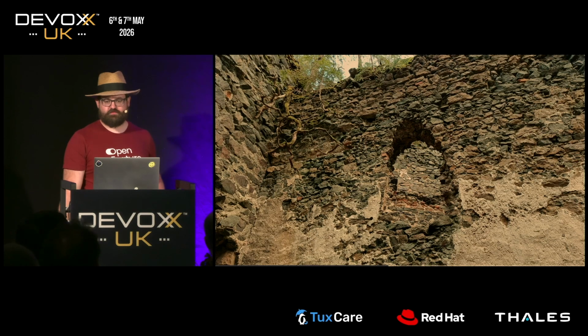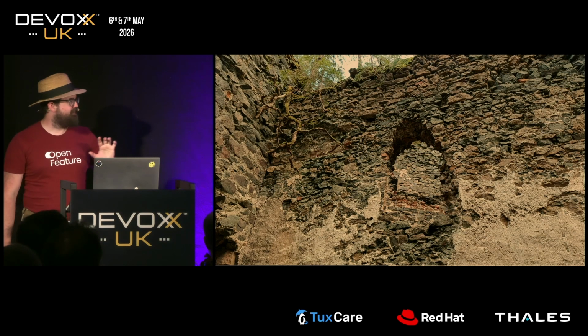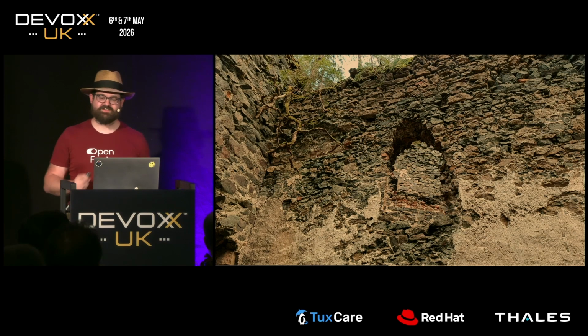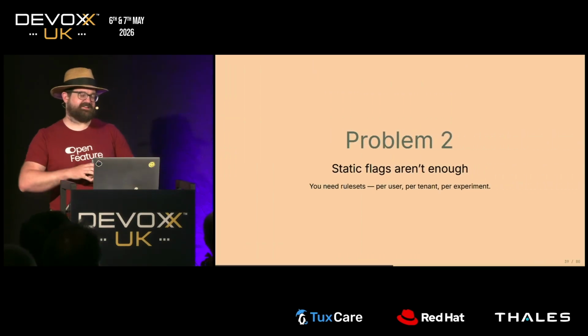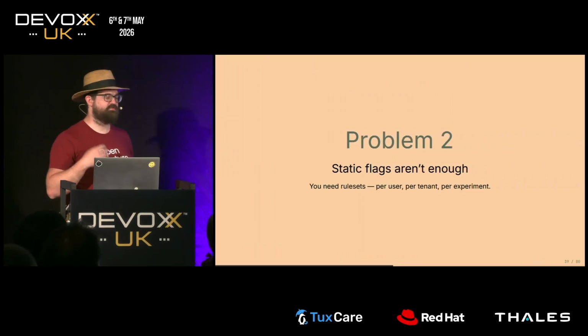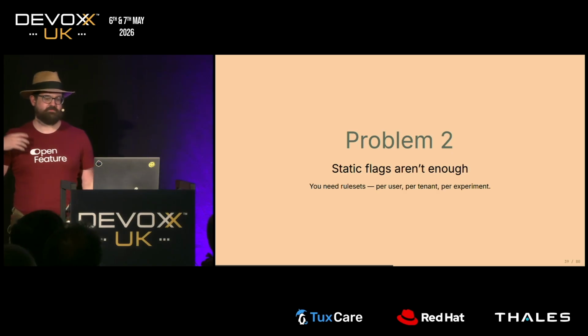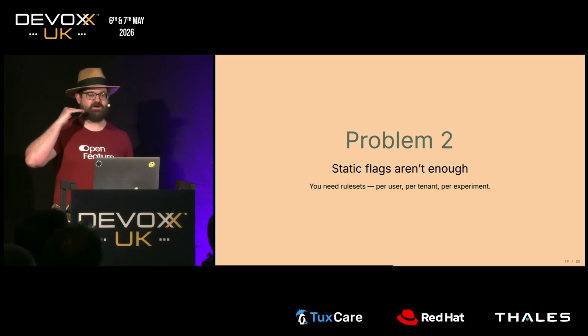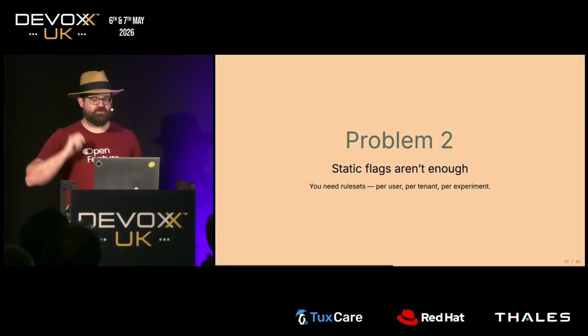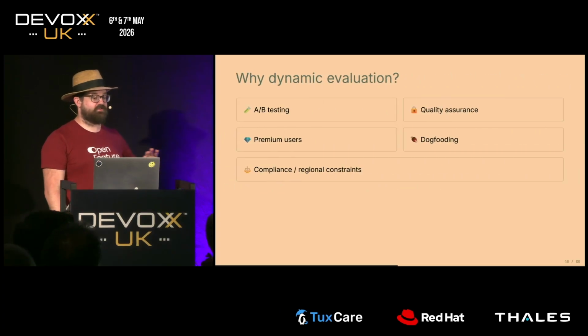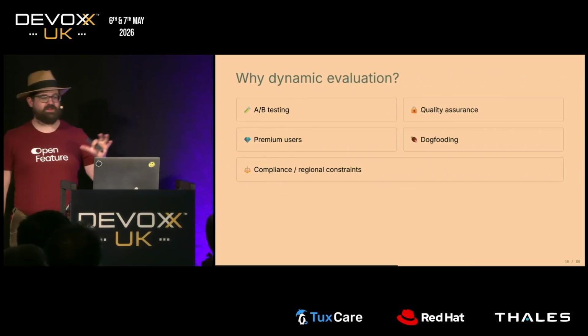So, the second problem, and that's the problem I'm most happy about and most hyped about, is actually that static flags aren't enough. Sometimes we want to put in rule sets. We want to do a little bit of dynamic evaluation. So that's the third part of the feature flag maturity model, actually. And we want to do that for multiple reasons. On the one side, we already covered a few of those.